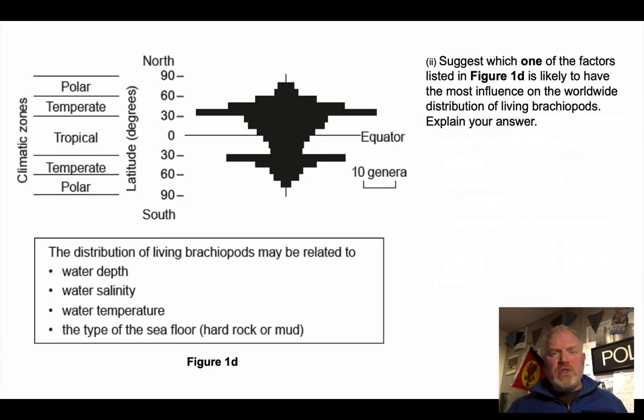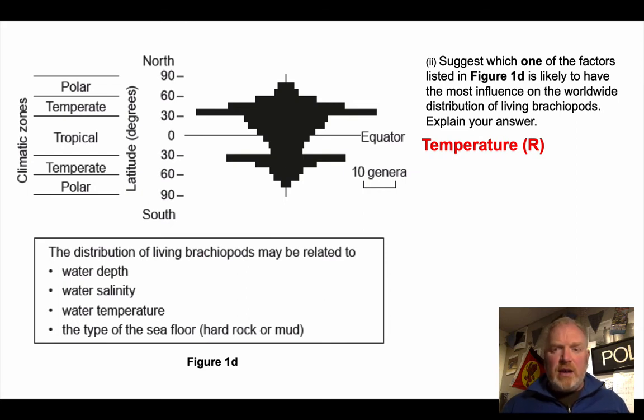If we then think about what's actually controlling this distribution, we've got a list of 4 possible factors here. Depth, salinity and temperature of the water, and also the type of material that the seabed is made of. Now, when we look at a distribution like this, that's clearly influenced by latitude, temperature has got to be the key determining factor, the key influence.